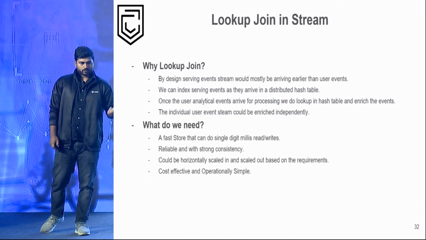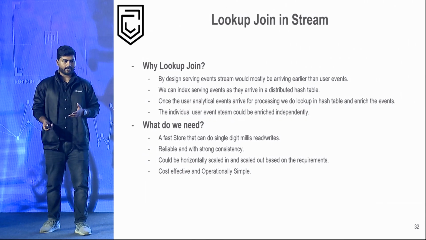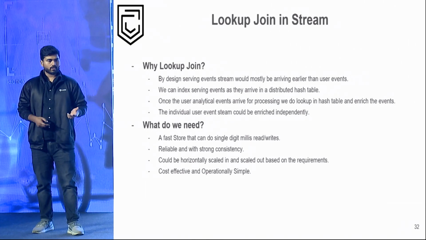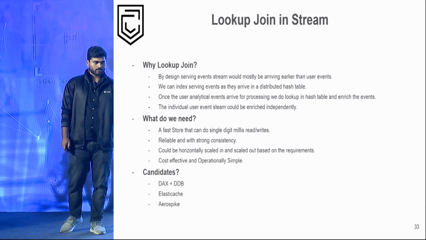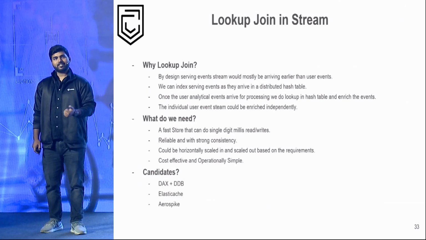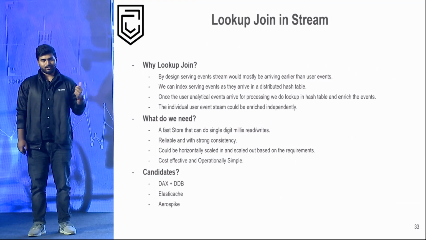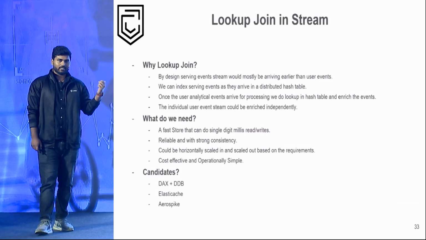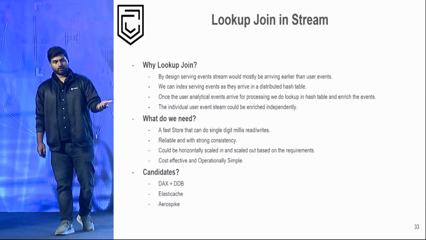What do we need to do that? We needed an external store with sub-millisecond latencies, reliable, strong consistency, horizontally scalable, cost-effective and operationally simple. Candidates: DAX plus DDB. We learned our lesson from the central attribute store that it's going to be quite costly for us. Same with ElastiCache. Then we looked at Aerospike.